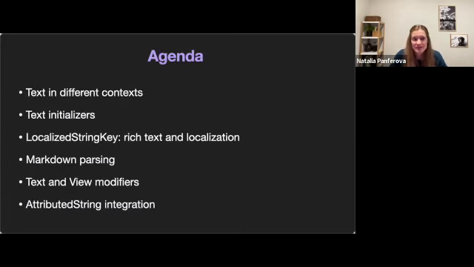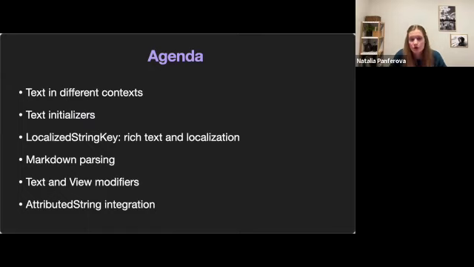We're going to see how text behaves in different contexts and how the choice of an initializer affects the end result. We'll dive deeper into the functionality of the localized string key type, learn how it differs from regular strings, and why it's one of the core parts of the SwiftUI Text APIs. We'll see when and how text can parse markdown strings, which could help us localize rich text more easily. We will also learn how to work with text modifiers and view modifiers that affect text rendering. We will see why it's important to understand the difference between text and view modifiers to avoid some common mistakes.